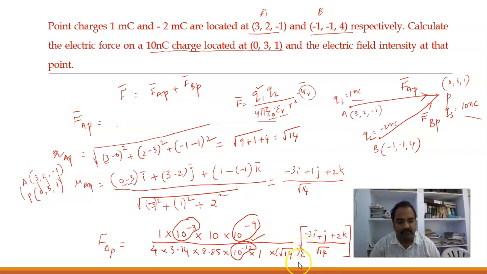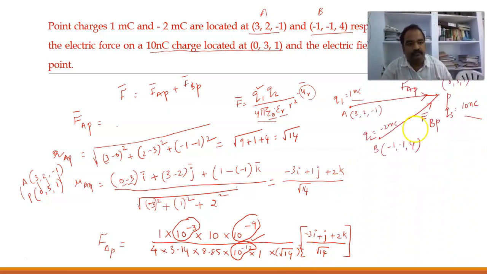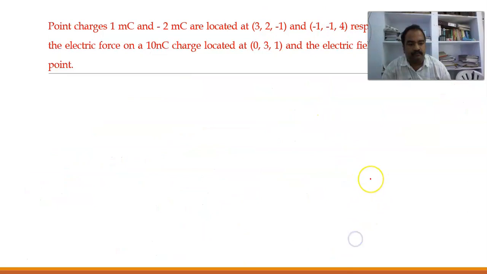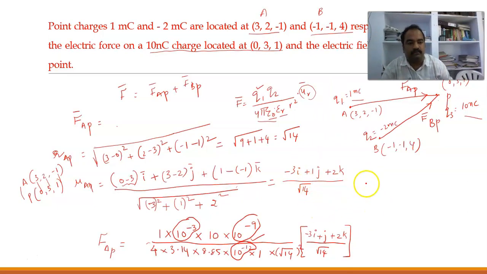So let us try to solve this particular problem in detail. I will write this value here. So what is FAP? It is equal to 1 into 10 by 4 into 3.14 into 8.85 into square root of 14 whole square into square root of 14. So I'll try to do the calculation.